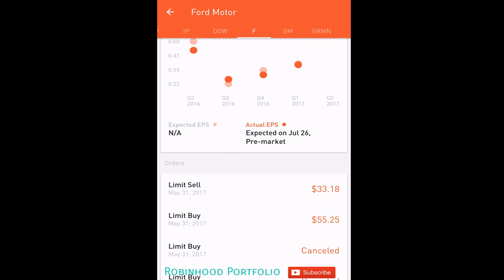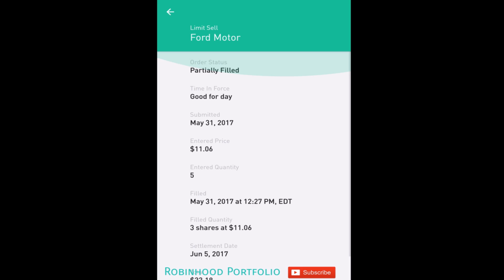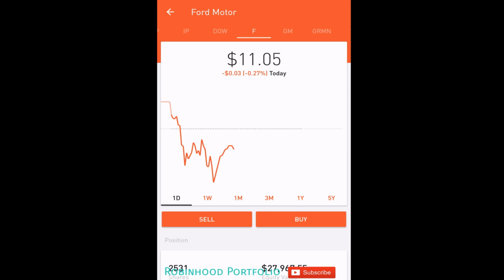Went ahead and bought those, and then sold off here at 11.06. You can see it's partially filled. These will still be filled if the price does trend back up to 11.06. And you can do this as many times throughout the day. You simply are trying to identify the dips here and then sell on the rally. Buy the dip, sell the rally, buy the dip, sell the rally.